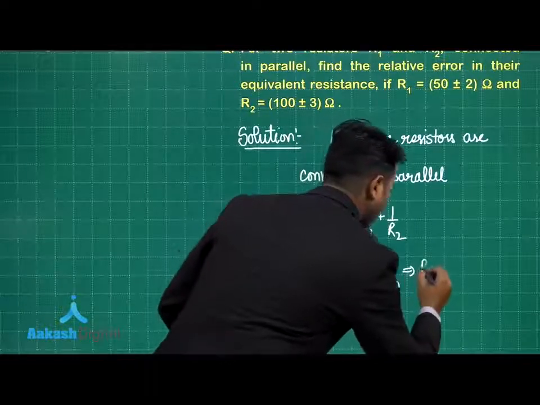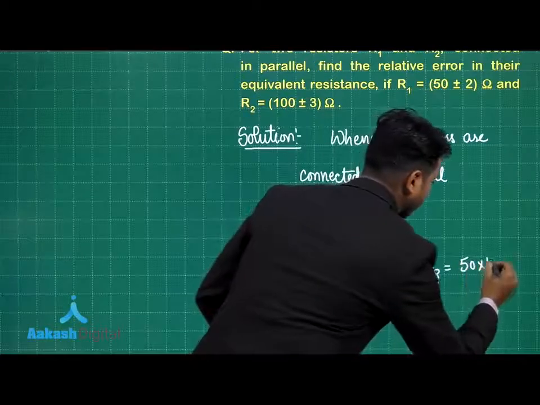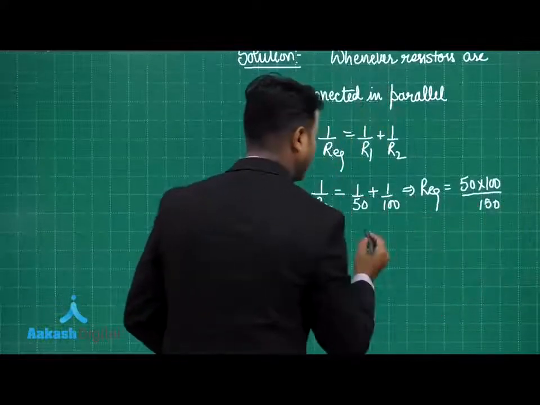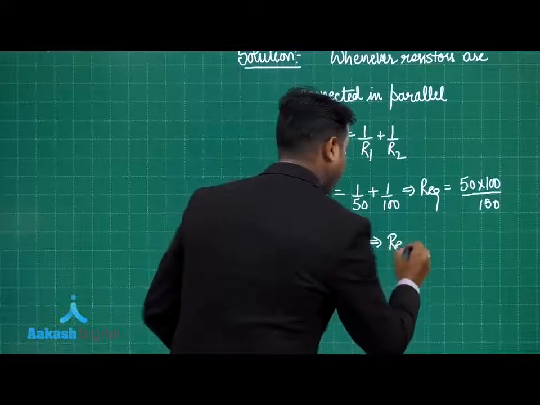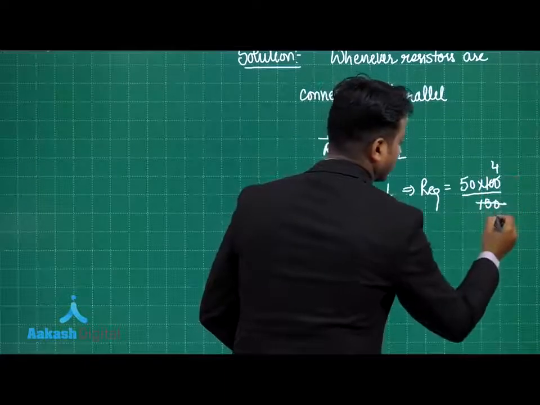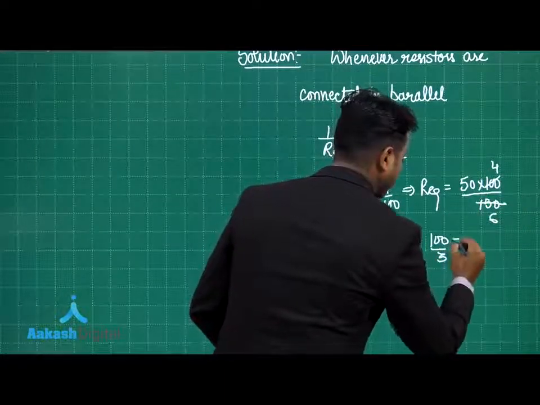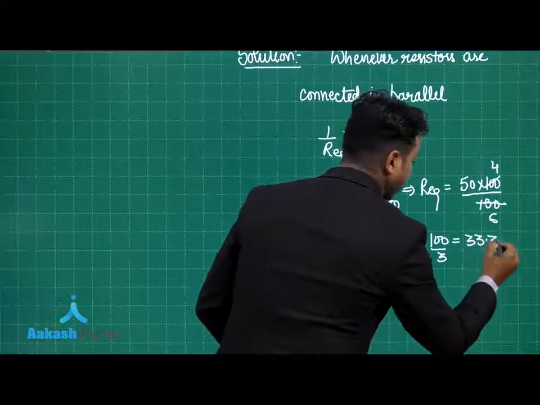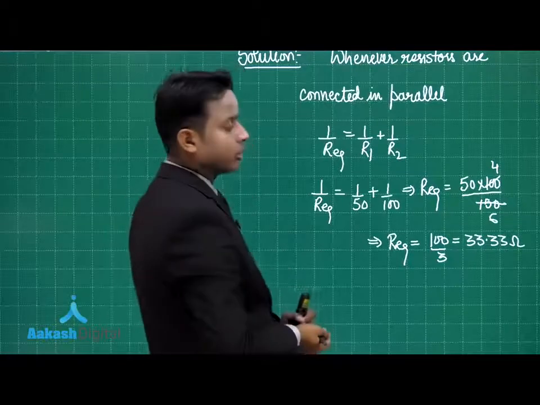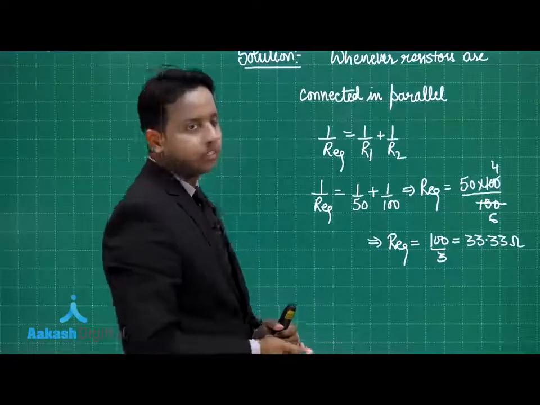This will give me R equivalent as 50 into 100 by 150. And if I solve it further, the R equivalent will come out to be, this is 4, this will cancel with 6, and this is 100 by 3. So this is 33.33 ohm. So this is the equivalent resistance for this particular question. Now the task is to find out the error limit for this equivalent resistance.